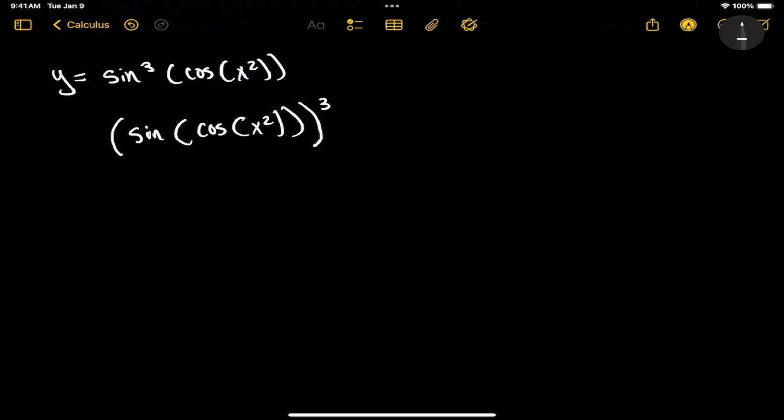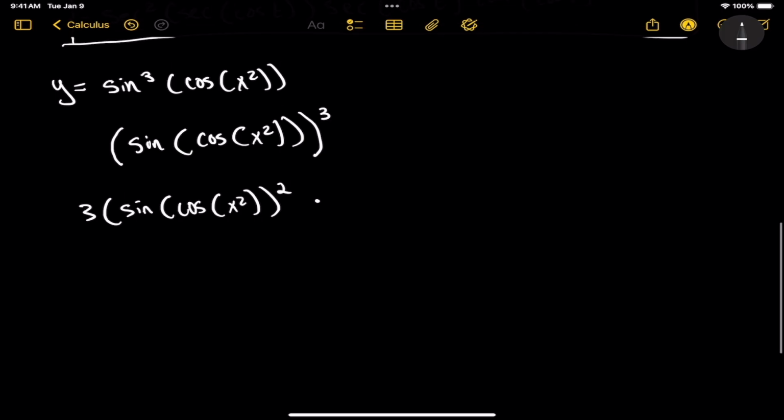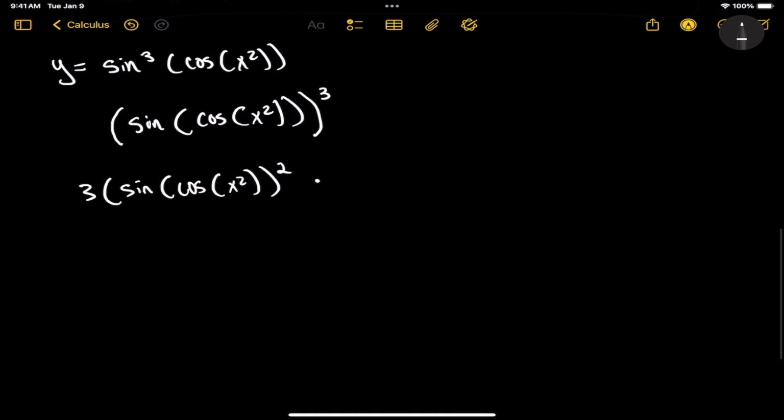Okay, now we can use the power rule. So the outer function here is just using the power rule, and that will be 3 parentheses sine cosine x squared, and then squared. That's power rule there. And then all we need to do is take the derivative of the inner function. It looks a little confusing. I feel like we're missing a parentheses here. I think we are. Yep, we are missing a parentheses.